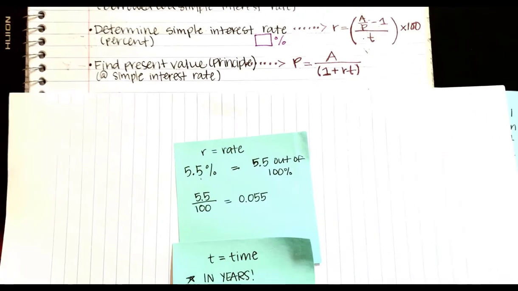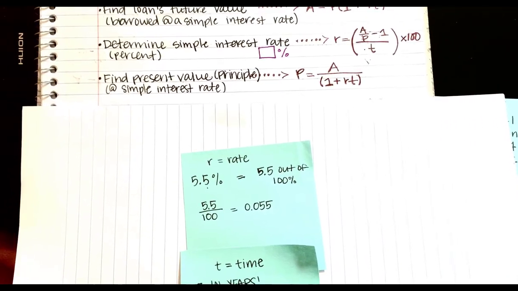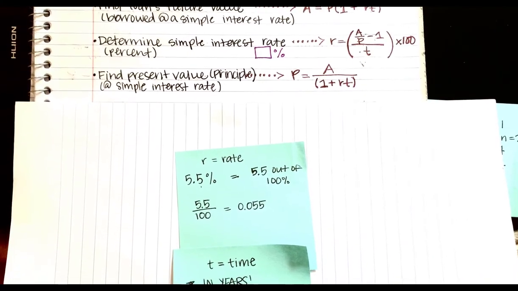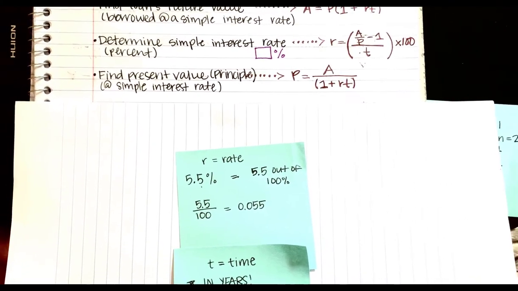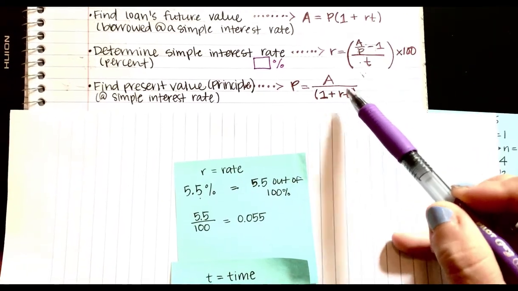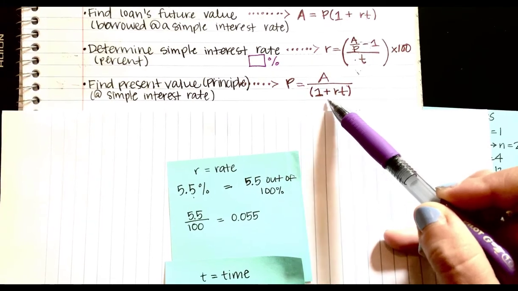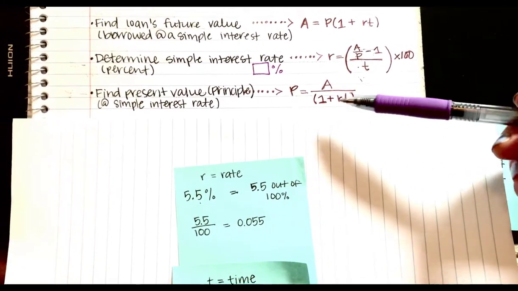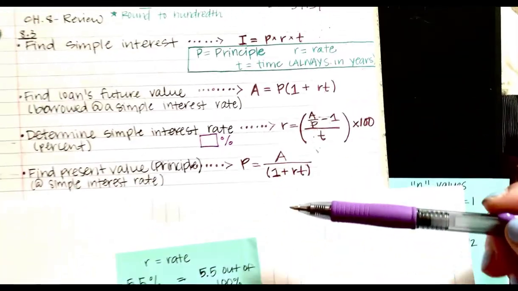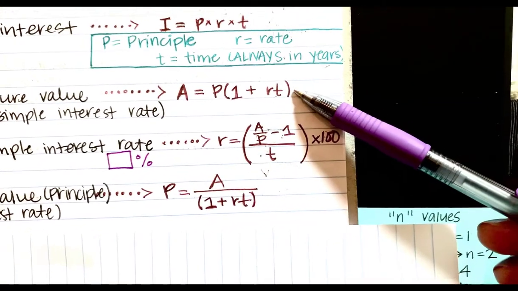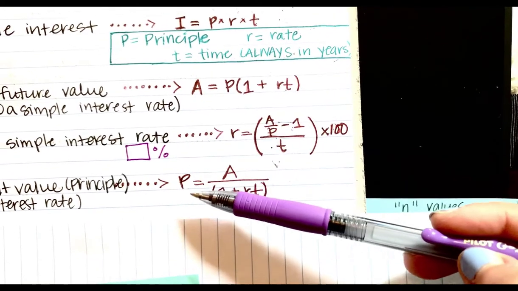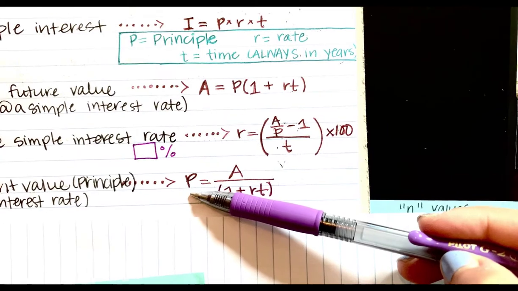Alrighty, next question. Find present value or the principal. They call these P's different things. Principal, present value, they're the same thing. So P equals A divided by 1 plus R times T. This formula is the same formula. We're just rearranging these two formulas. In this case, we're finding A. And in this case, we're finding what P is.